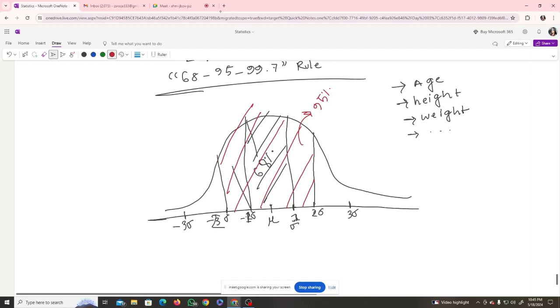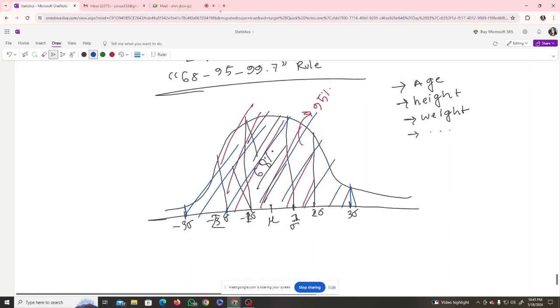And if we take three standard deviations from the mean, which means this part, this gives us a rough idea that 99.7% of the distribution or the dataset lies in this portion. So in this portion, 99.7% of the data is here.